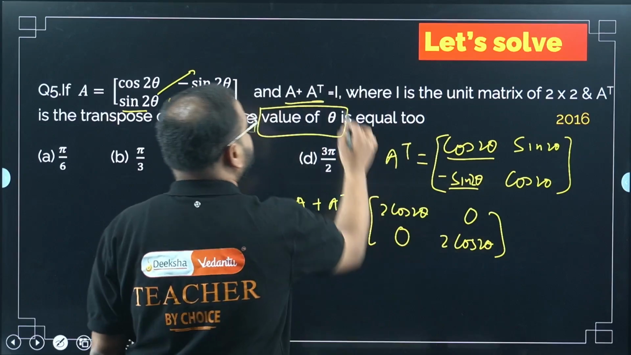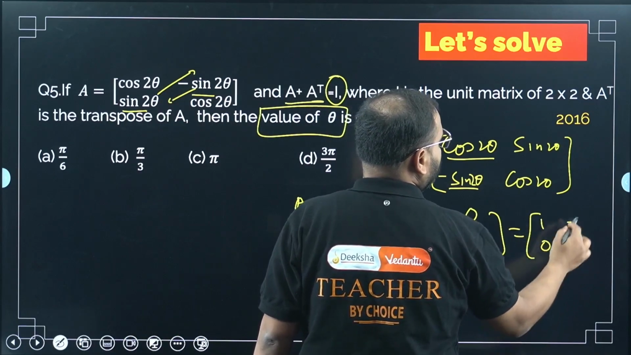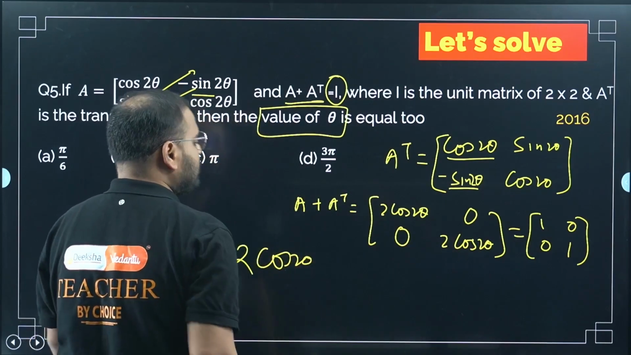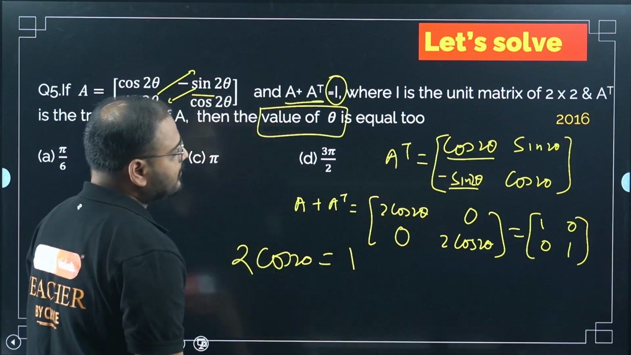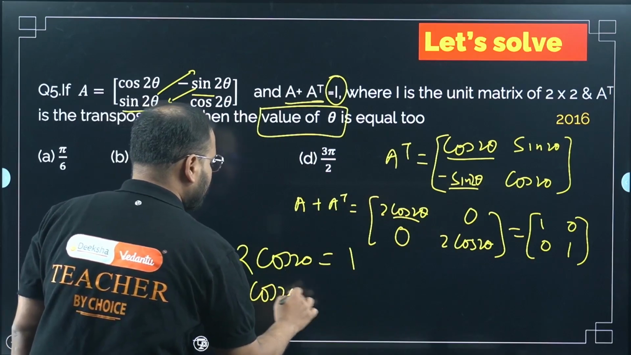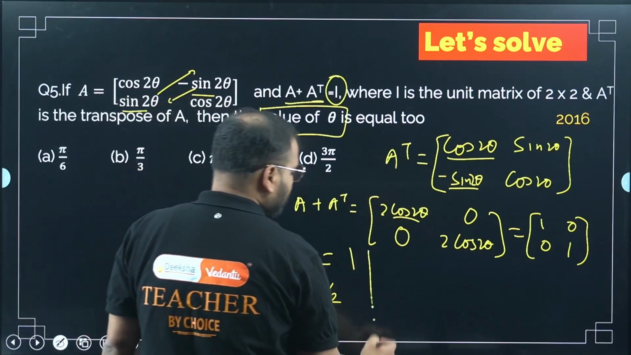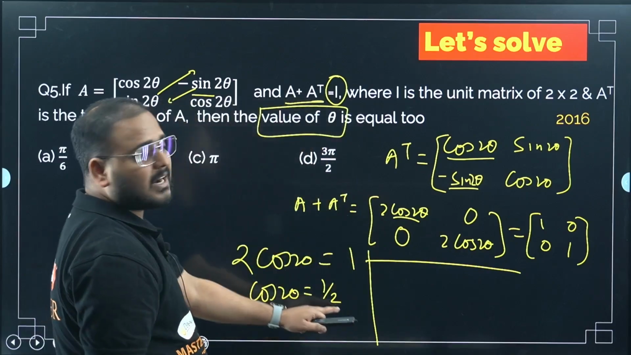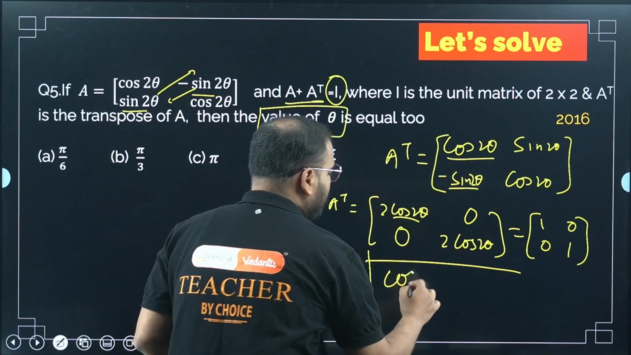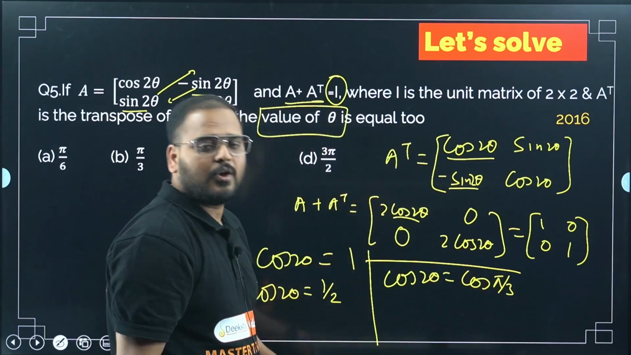And this is given equal to identity, meaning 1, 0, 0, 1. So from there we get that 2 cos 2 theta is nothing but 1. Compare: cos 2 theta equals 1 by 2. When is cos 2 theta 1 by 2? From the table, 1 by 2 is at pi by 3. So cos 2 theta equals cos pi by 3, cos 60 degrees, which is 1 by 2.